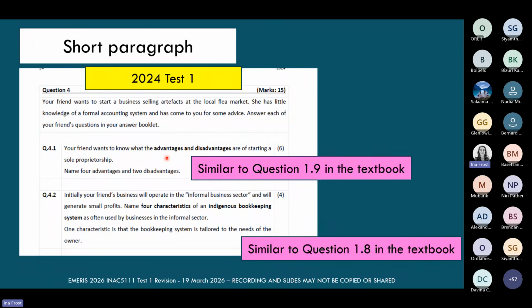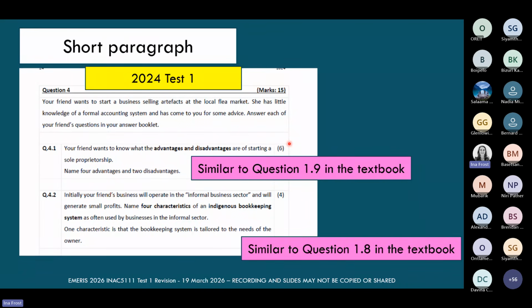And the last type of question we can ask you is the question where we ask you to write a short paragraph. So for example, here we wanted to know what some of the advantages and disadvantages were of starting a sole proprietorship. This question was very similar to your question 1.9. And now again, we're guiding ourselves. So we see this question is for 6 marks.